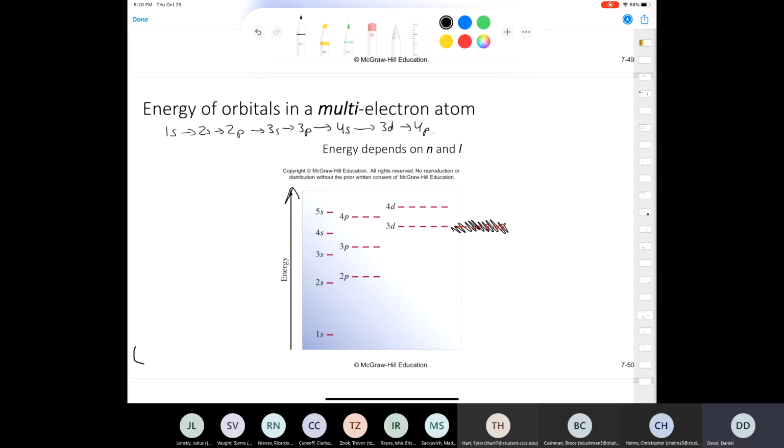And the reason why, if you're like, well, why would a 3d be higher in energy than a 4s? Well, that's due to something called orbital mixing, which is beyond the scope of our class. But I can show you a much easier way to get the energy of the orbitals in the correct order than to try to memorize this here. I can show you a much, much, much faster way. Let me show you.